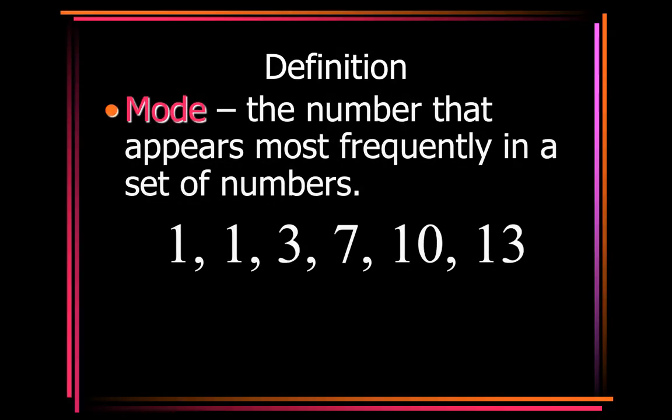So in this case, 1, 1, 3, 7, 10, and 13, you end up figuring out which one is the mode, which one shows up the most. Well, in this case, 1 shows up twice, so the mode in this case is 1.